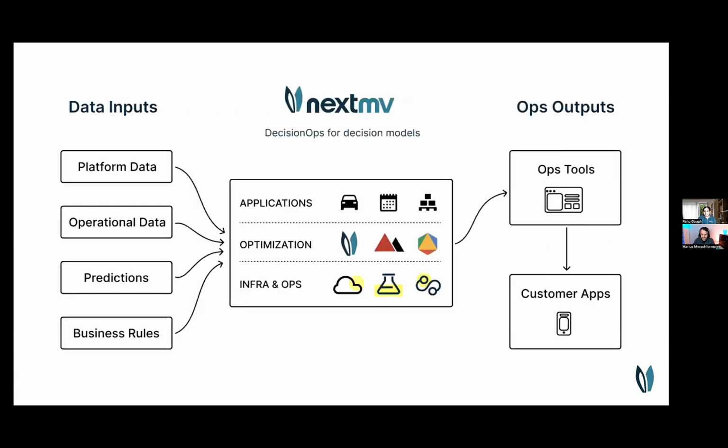So where does NextMove sit? This is a high-level look at how we fit into technical stacks. On the left side, you can see there are inputs like operational data and prediction, and those feed into NextMove. So we have different layers here, and at the bottom, you can see that we provide an infrastructure layer for hosting and testing. In the middle, we have an optimization layer. So we have integrations with modeling tools and solvers like OR-Tools and Highs. And then at the top, we have an application layer, and that's for specific use cases. So from there, solutions are generated and output is sent to operational tooling like customer apps.